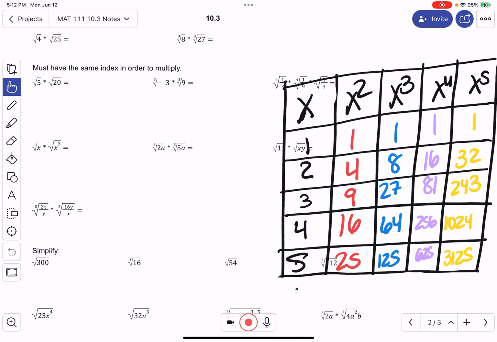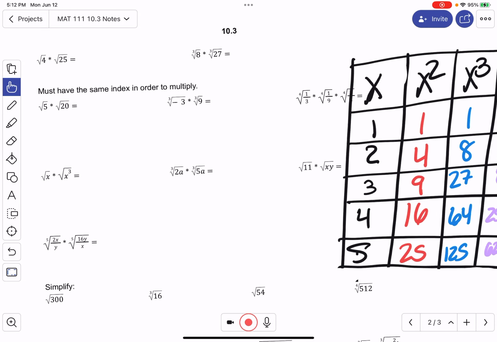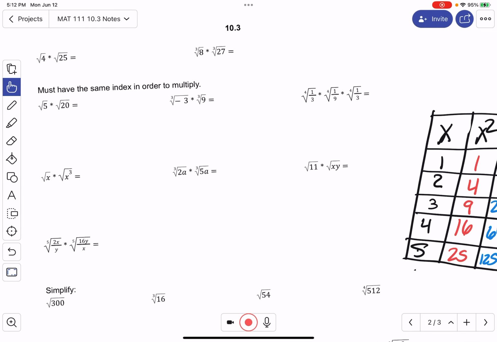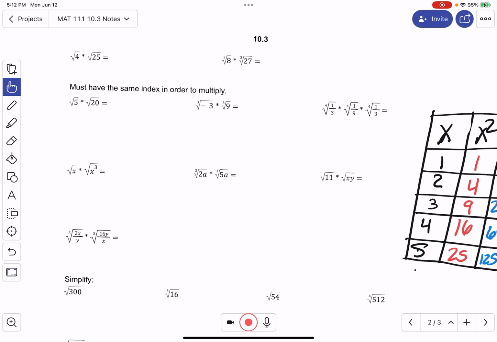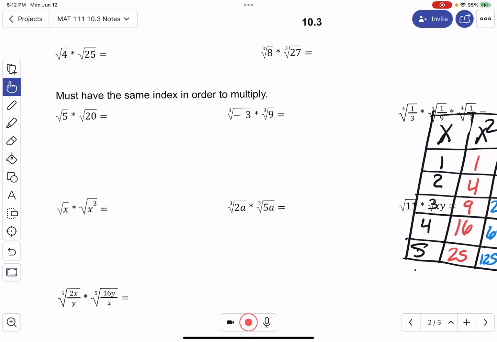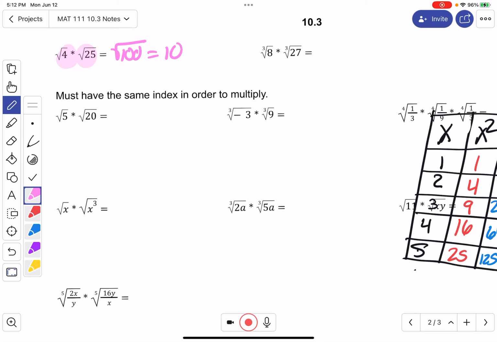All right, so if we start, you're going to multiply. You can multiply whatever's under the radical together. So we could do right here, 4 times 25 gives us 100, and the square root of 100 is 10. That's one way to do it. Another way is to simplify first. The square root of 4 is 2. The square root of 25 is 5. 2 times 5 is 10. Does not matter which order you do it in.